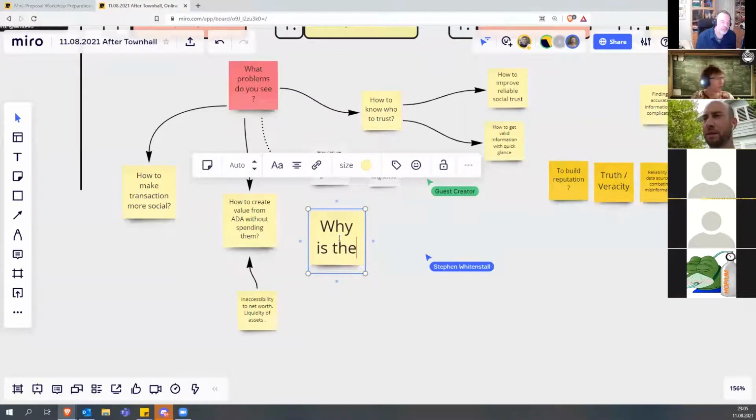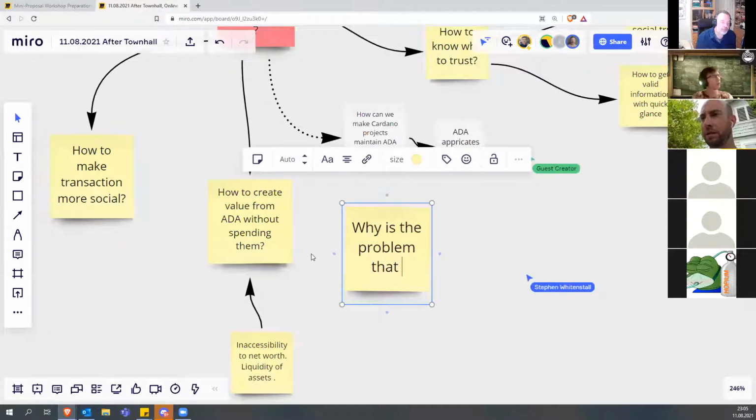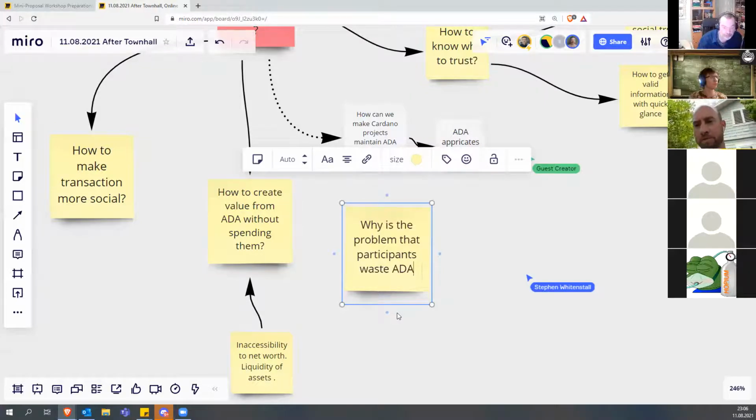So we're trying to give it a why question: why is it the problem that participants spend ADA? Isn't the problem that holding on to the asset is stopping that asset becoming liquid? Is that it in essence? Absolutely, sure it is.